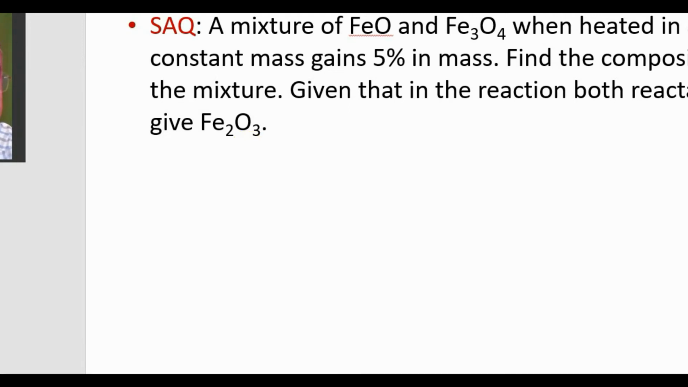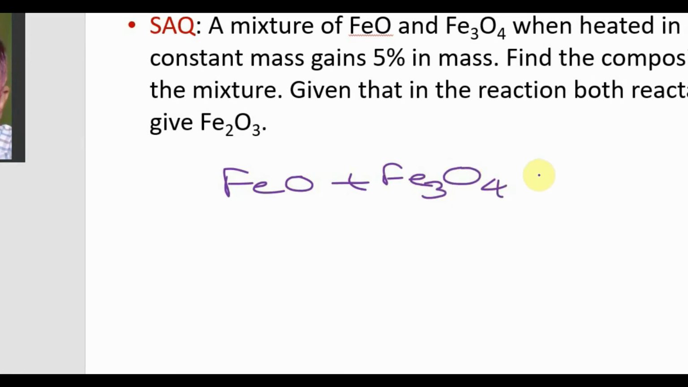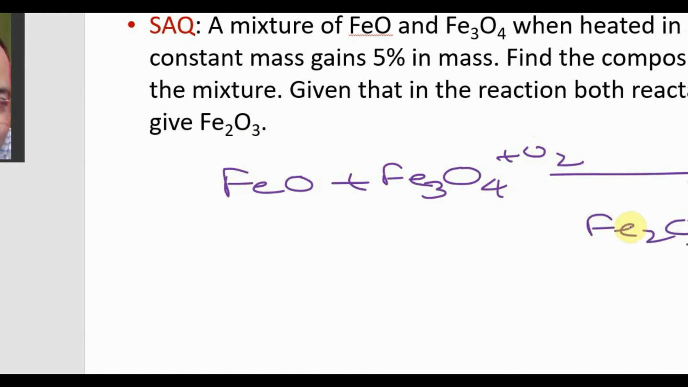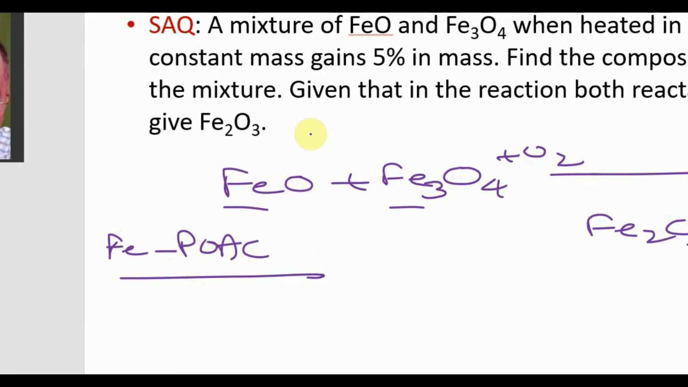Instead of doing that, here we can put both in the same equation and forget about whether oxygen is taking part or not. Yes, it is taking part, because both are oxidized, which means oxygen is required. So it is giving Fe2O3. Forget about balancing, simply because it is saying that both the reactants produce the same product. So let us go for POAC. That is the number of moles.